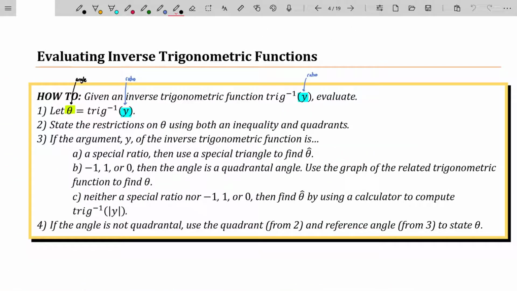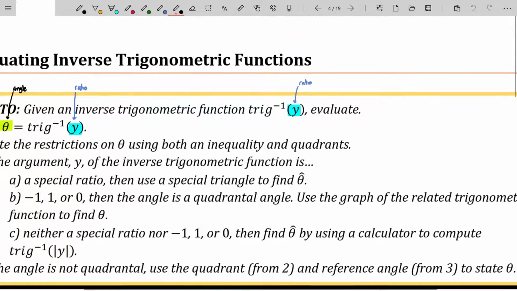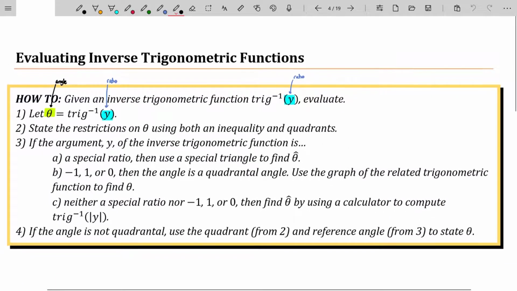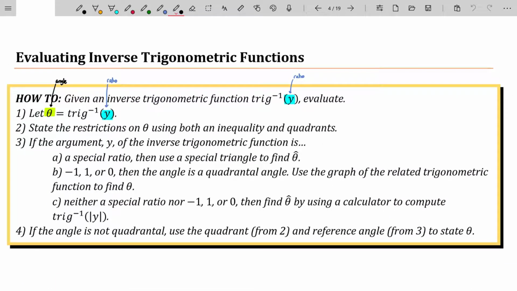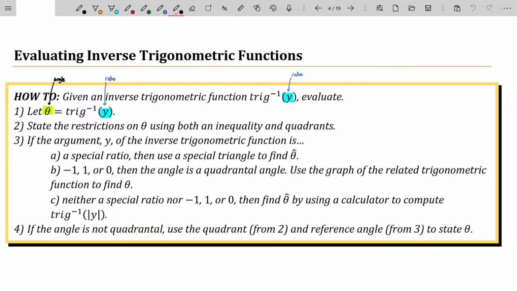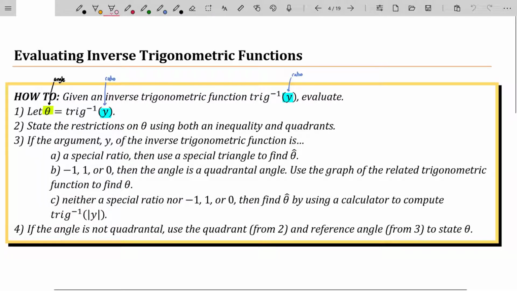Once you've done that, you then focus on the argument, that value of y, that ratio that you've been handed. So you're going to focus on that for a moment. If it's a special ratio, like 1/2 or the square root of 3 or root 3 over 2, something like that, then draw out a special triangle to find theta hat. This is to find the reference angle. And as I've mentioned repeatedly, trigonometry really boils down to two things: reference angles and quadrants. And so in this step, you're finding the reference angle.